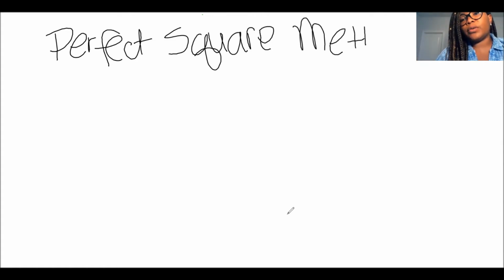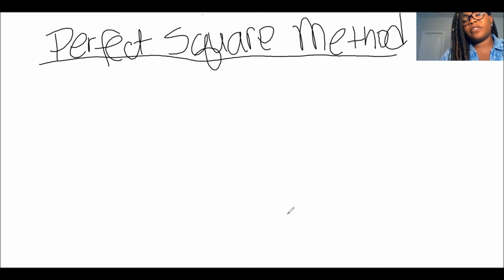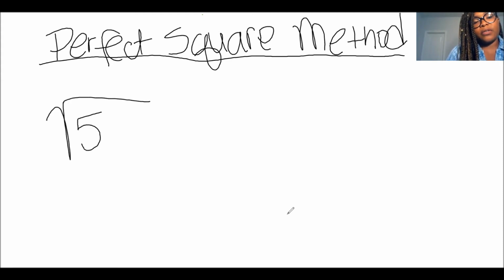I want you to pay close attention to both methods, and then I want you to decide which of the methods you prefer and which of the methods you can see yourself using more. Okay, so the perfect square method involves a perfect square, right? So let's say I want you to simplify radical 50, or the square root of 50.